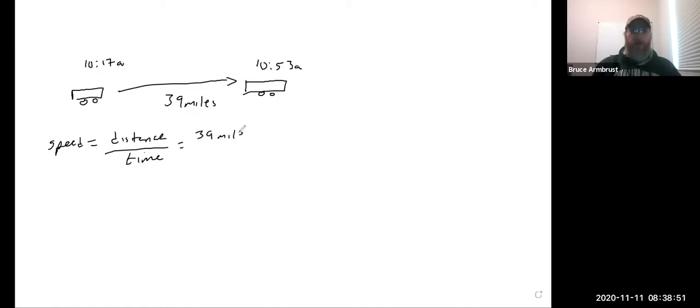Okay, so we're going to go 39 miles. And in terms of our time, well, we know what the difference is in minutes, right? That's going to be, what, 36 minutes? But 36 minutes doesn't really help me. I want it in hours, so we can convert this. It's 36 over 60, which is 0.6 hours. So we travel 39 miles in 0.6 hours.